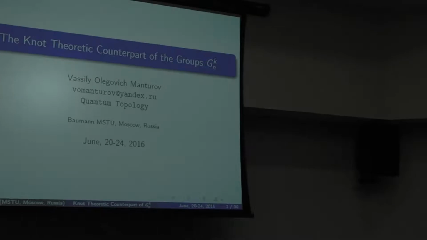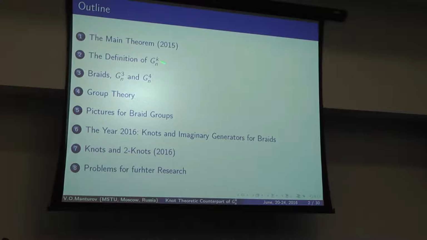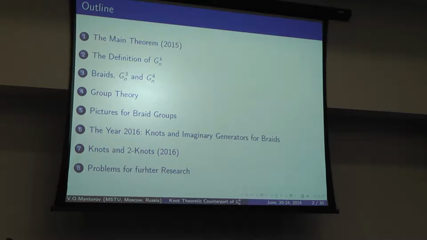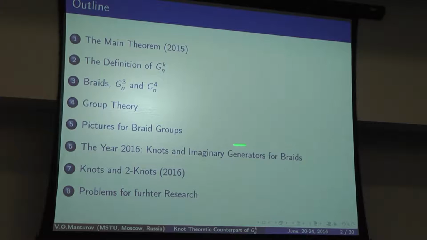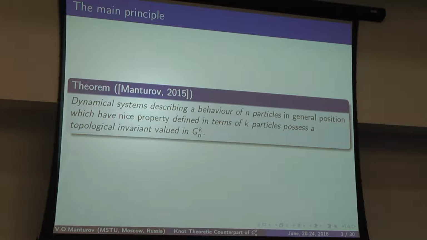Today I'm going to talk about some ways to describe some dynamical systems by means of knots and braids. There are more or less simple dynamical systems which are braid-like or maybe group-like, and there are some more complicated ones, and those which are more complicated are described by something like knots, and these are results of the year 2016.